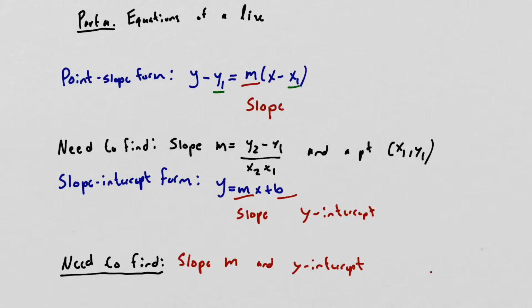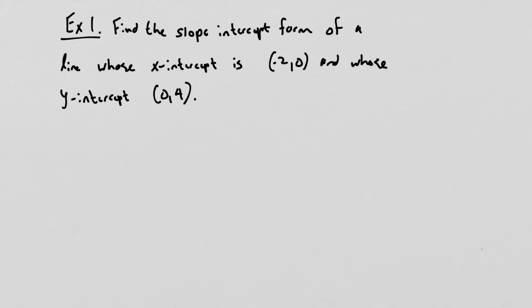Now, let's find the slope-intercept form of a line. In example 1, we want to find the slope-intercept form of a line whose x-intercept is (-2, 0), and whose y-intercept is (0, 4). The first thing to recall is that every line is determined by 2 points. Even though the problem gives us the x-intercept and y-intercept, it still gives us 2 points, and so we can find the equation for this line.